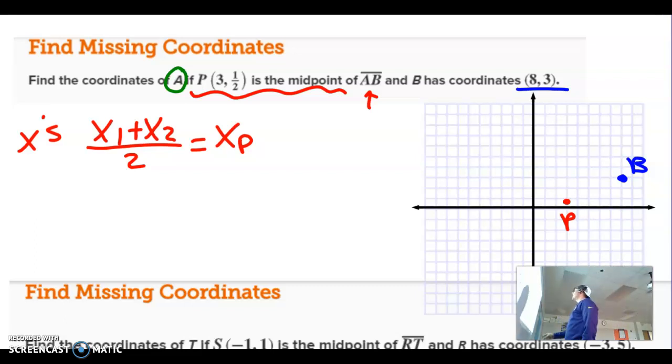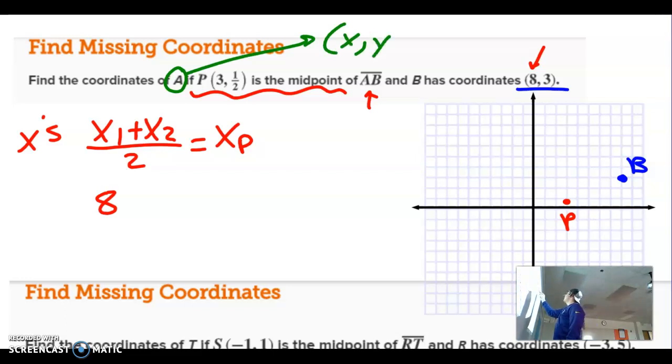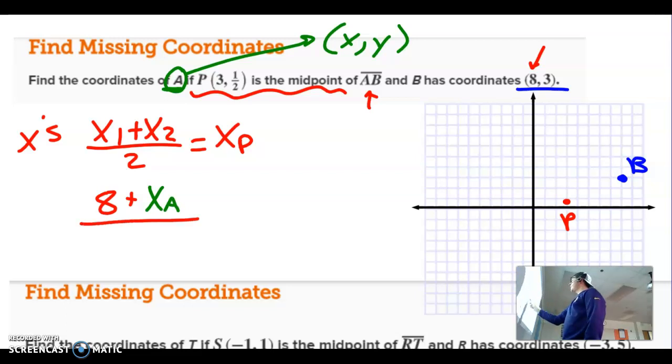Okay, so I'm going to have my x1 be my 8, doesn't really matter which one. The x value of my point A is going to be that missing x. So I've got 8 plus some missing x value. You can call it x sub A, x2, whatever, all divided by 2, and that's going to equal 3, the x value of my midpoint.